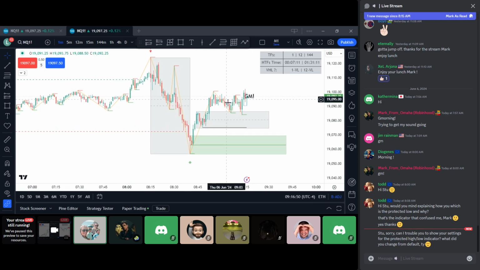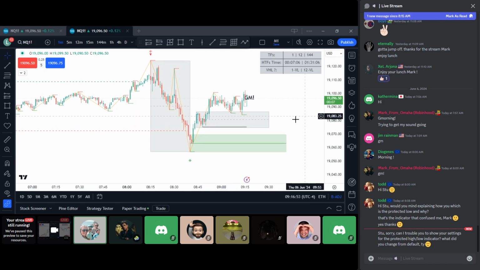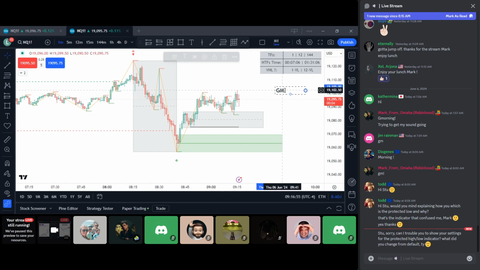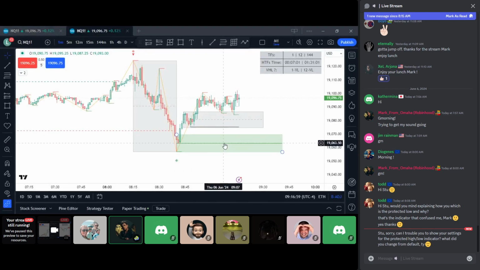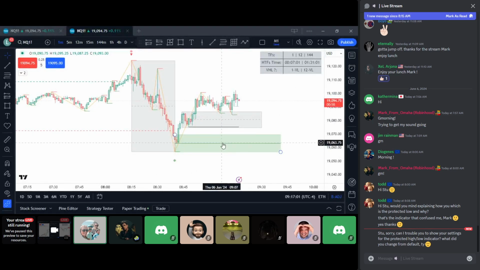And now we're just chopping in here. How did you draw that out at the bottom, what you're calling the 1 minute Model 1? So that's just a, what is that, a fib?